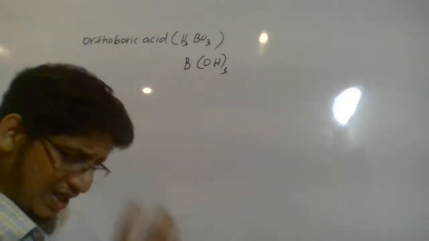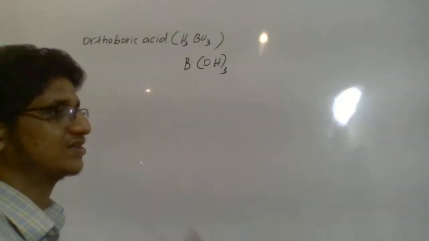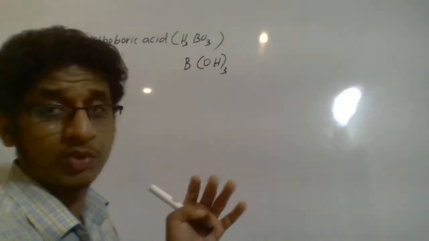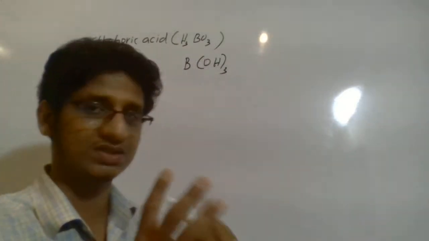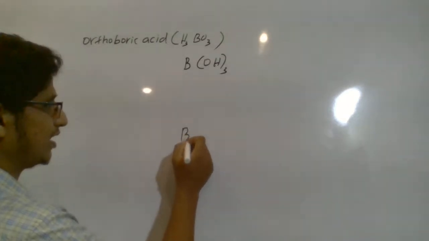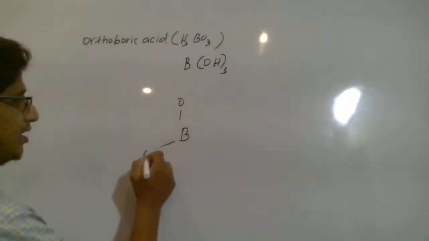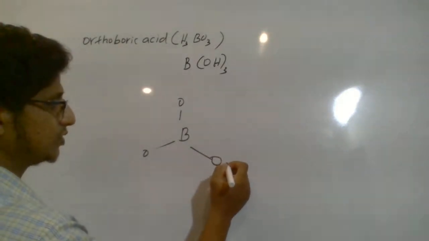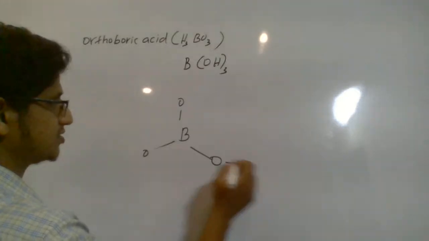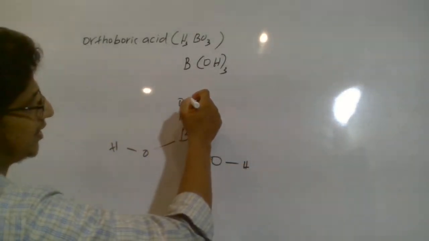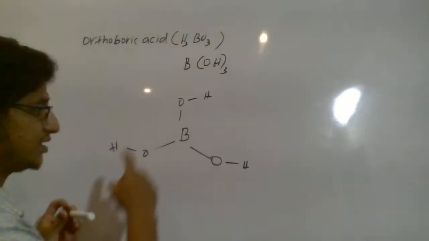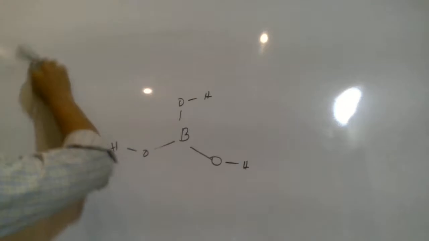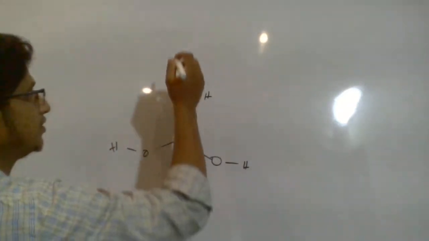How will the structure be? The important point you can learn about orthoboric acid is that each H3BO3 unit is connected to the others by intermolecular hydrogen bonding. So that's how you have to think of the structure. Basically, it's a BO3 trigonal planar structure where each oxygen has a hydrogen. So let me write it like this: hydrogen and hydrogen, and this is one H3BO3 unit, which is connected to another H3BO3 unit by intermolecular hydrogen bonding. That's the point you can remember.